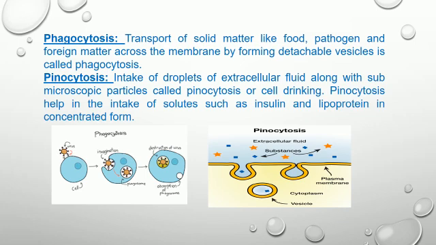Phagocytosis. Transport of solid matter like food, pathogens and foreign matter across the membrane by forming detachable vesicles is called phagocytosis. Pinocytosis. Intake of droplets of extracellular fluid along with submicroscopic particles is called pinocytosis or cell drinking. Pinocytosis helps in the intake of solutes such as insulin and lipoprotein in concentrated form.